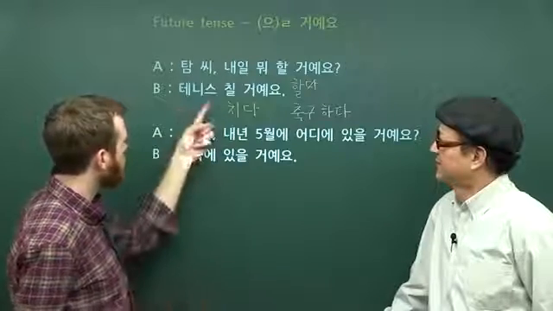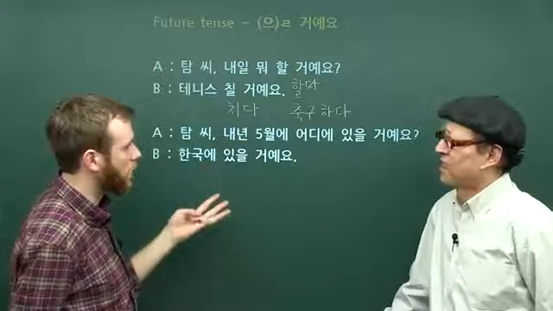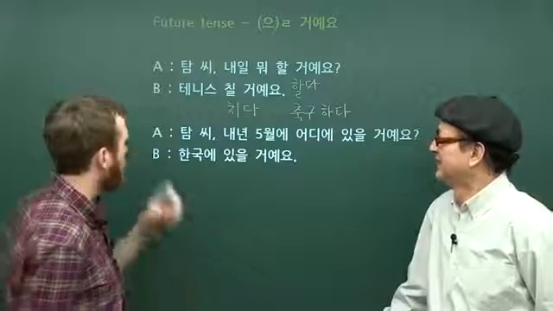And this word tennis, for Korean pronunciation, becomes 3 syllables. 테니스. We really stress the 스 at the end, 테니스.